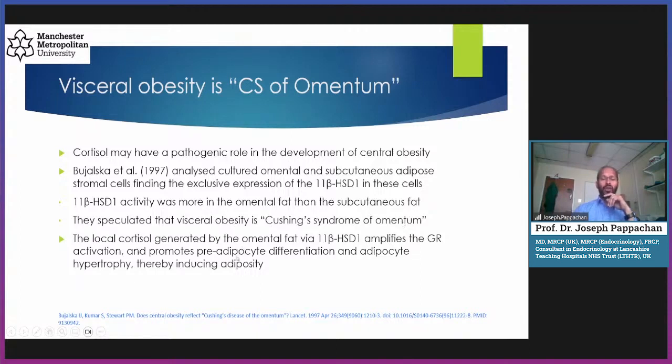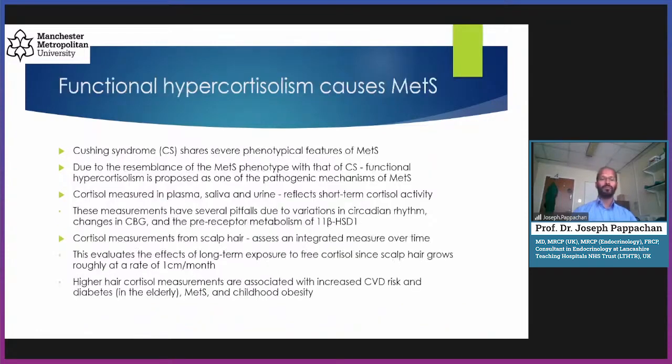This increased local cortisol generated will increase the lipolysis and promote pre-adipocyte differentiation of adipose tissue, increasing the adipocyte hypertrophy and consequently resulting in obesity. If you look at Cushing syndrome, it causes metabolic syndrome because of the abnormal activity of cortisol in tissues.